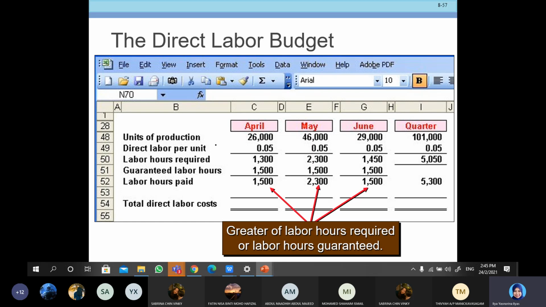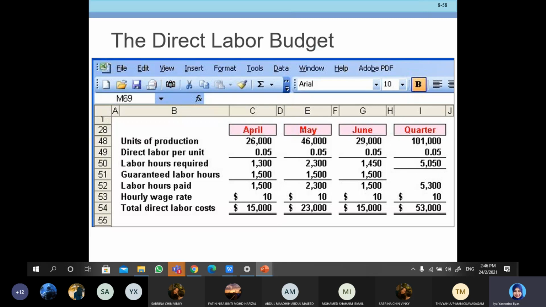Then how much per hour do we pay them? $10. So this is the total direct labor cost that we pay for direct labor. So April we pay 15,000, in May we pay 23,000, in June we pay 15,000. So the total will be 53,000. All right?